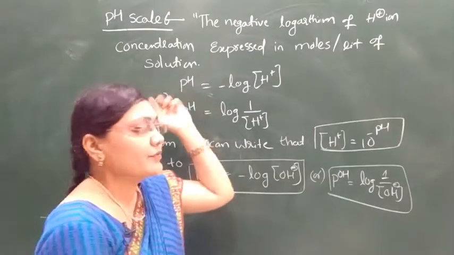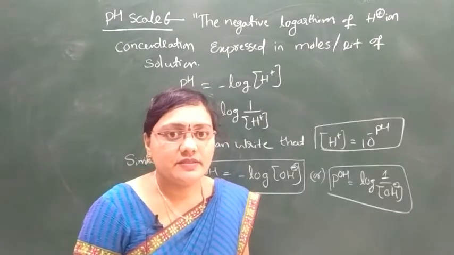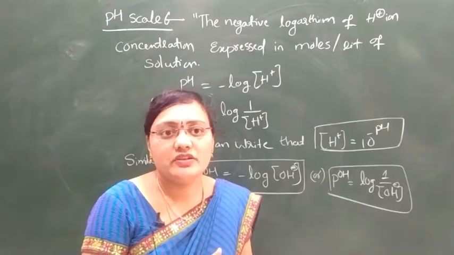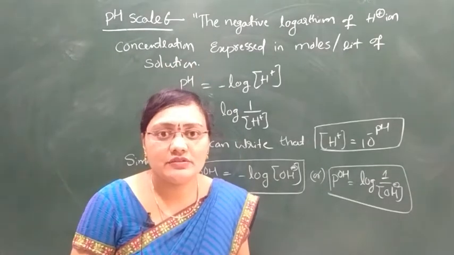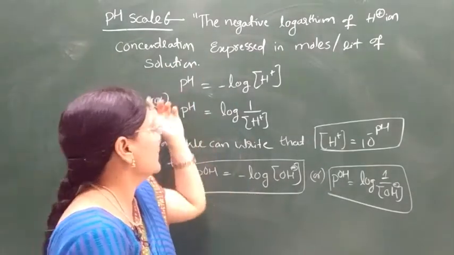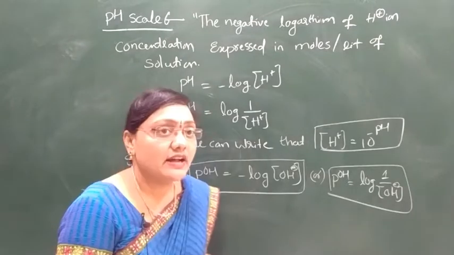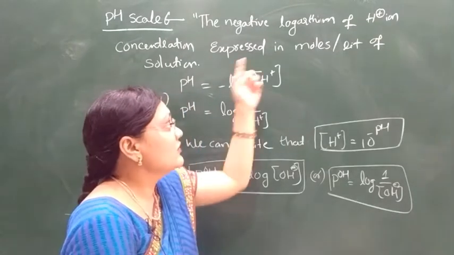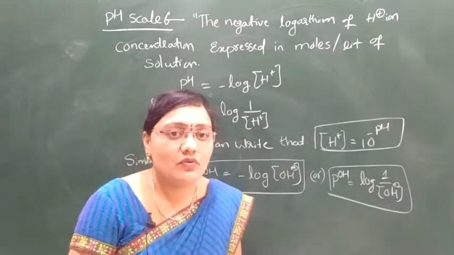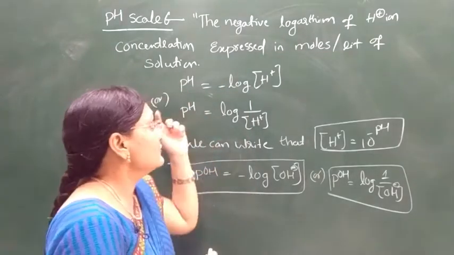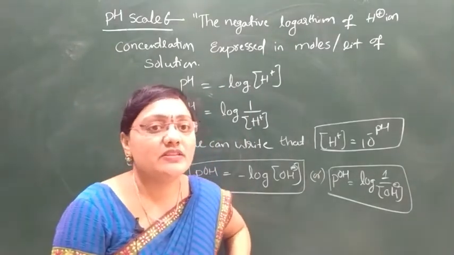Okay, let us discuss the pH scale. What is pH? The pH scale means the negative logarithm of the hydrogen ion concentration. The negative logarithm of the hydrogen ion concentration, expressed in moles per liter of solution, is called the pH scale.